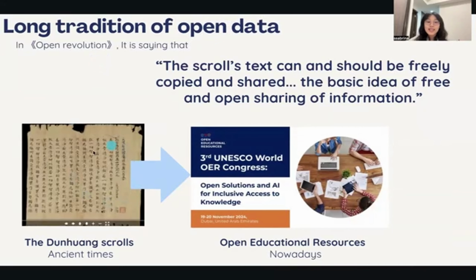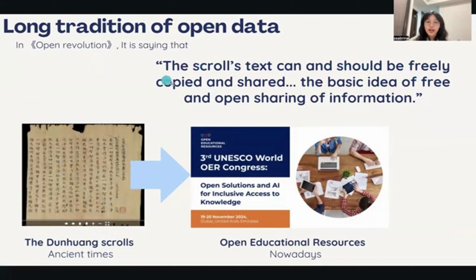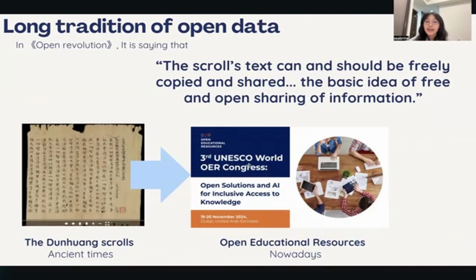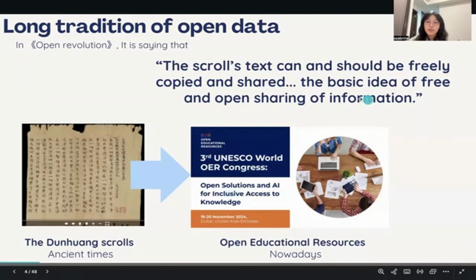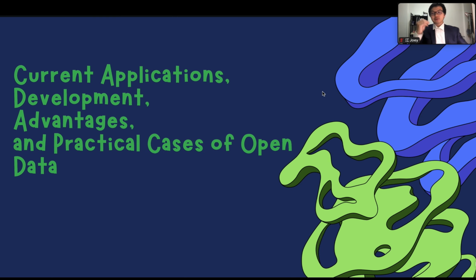So I will use the quotation in the Open Revolution book to introduce the long tradition of open data. We can say that the Dunhuang scrolls in ancient times could and should be freely copied and shared. And this is the open educational resources nowadays by UNESCO, which allows teachers to communicate ideas on this platform. So from ancient times to nowadays, the basic idea of free and open sharing of information exists. Next, we'll discuss from 3 different levels.